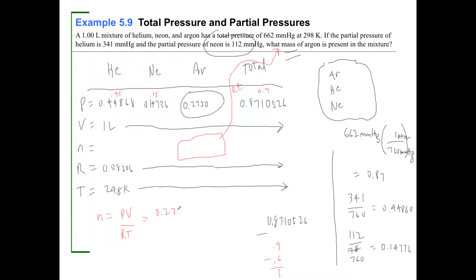P is 0.2750, and it's in atmospheres already. That was smart to do that in advance. V is 1 liter. It's really 1.00, okay? So this is 3 sig figs. We have this to a bunch of sig figs. I'm going to say 5. It's more than that, but it's really 3 sig figs. R is 0.08206. And then the temperature is 298.